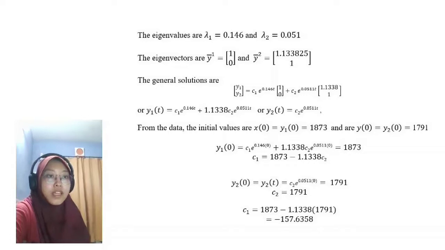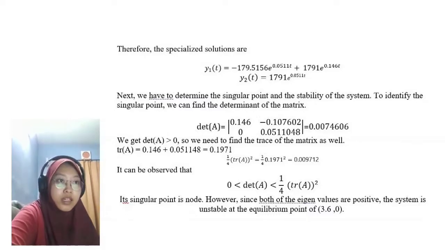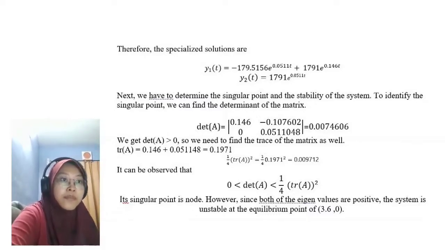So from the data, the initial values are x0 equals y1(0), which equals 1873, and y0 equals y2(0), which equals 1791. Based on both of these values, we find the values for C1 and C2. Then we can obtain the specialized solution equations, and after that we want to determine the singular point and the stability of the system.